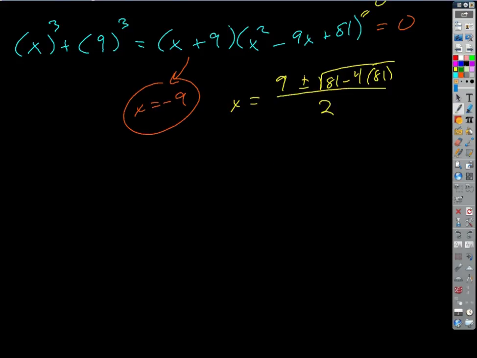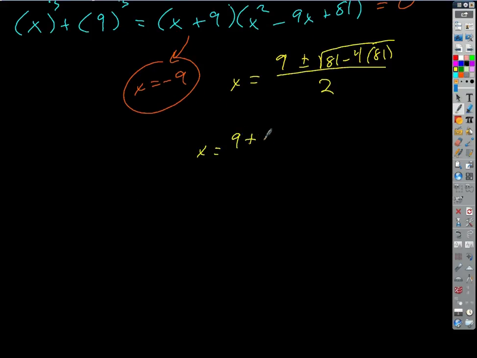Okay, so we can simplify this. 9 plus or minus the square root of 81 minus 324. What's that going to be? 243. Negative 243. Yeah. Okay? So I can split this apart into separate fractions. 9/2 plus or minus... the negative is going to become an i, but let's simplify the radical.